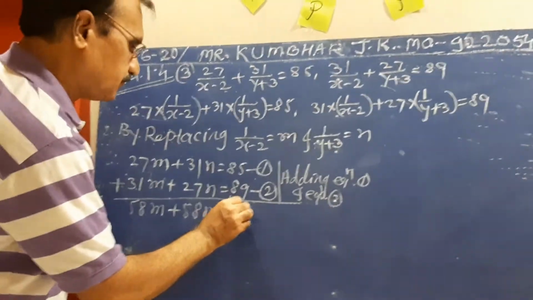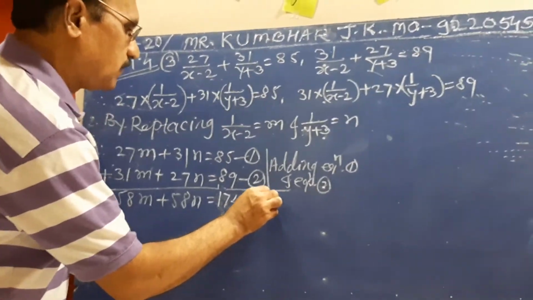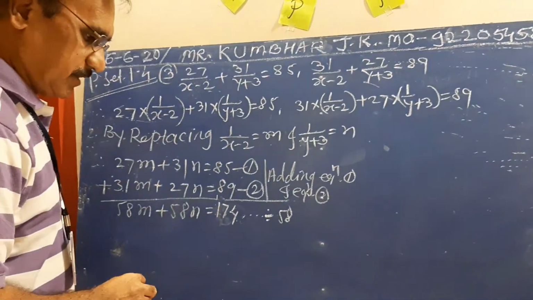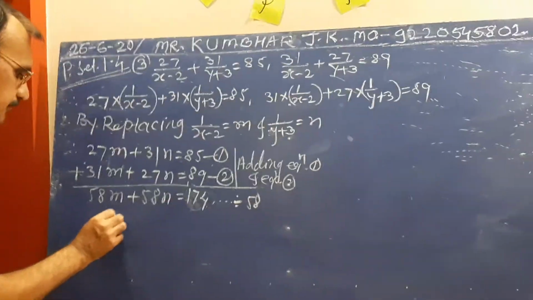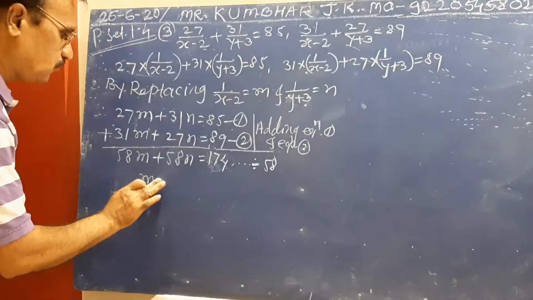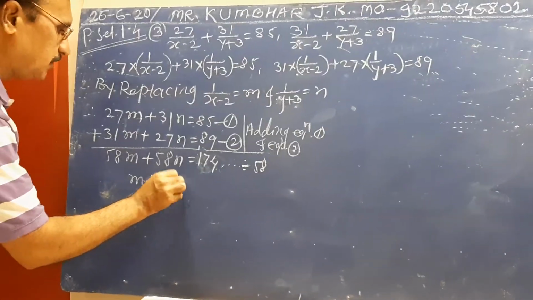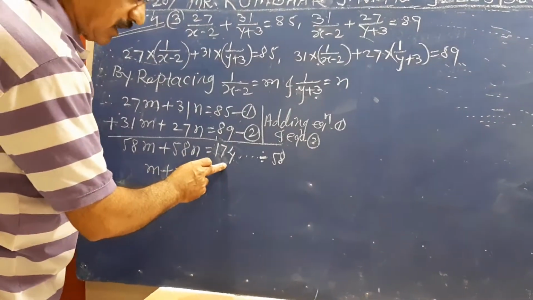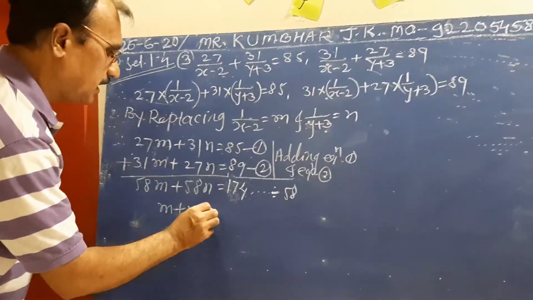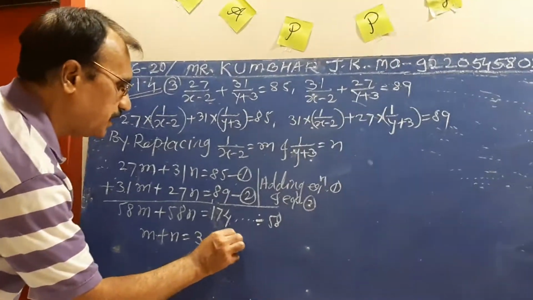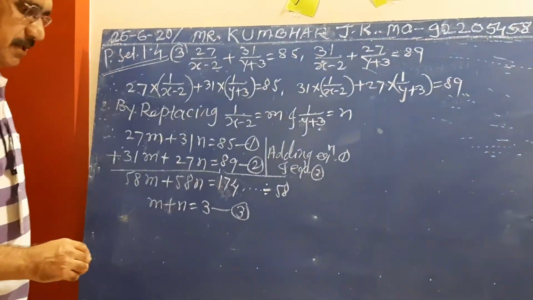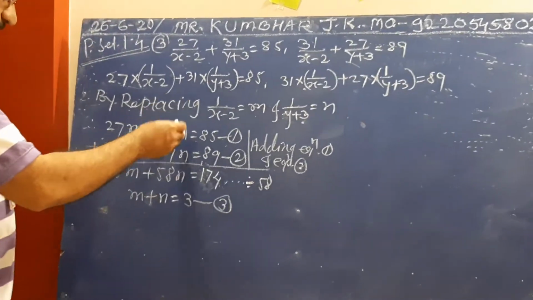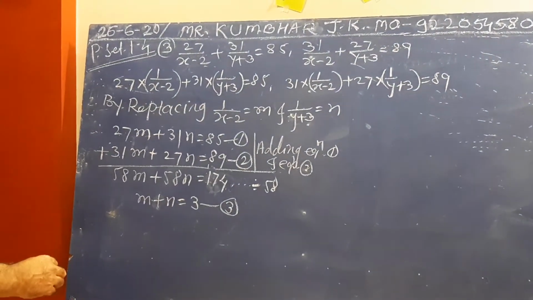174. Divide both sides by 58. We get m plus n. If we divide both sides by 58, 58 threes are 174, that is, m plus n is equal to 3, which is equation number 3. Then subtract these two equations.